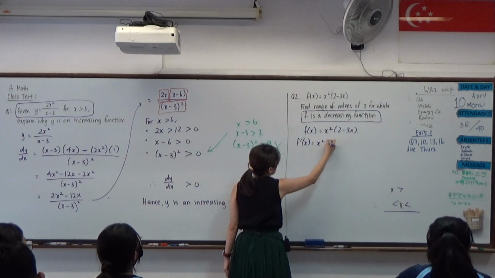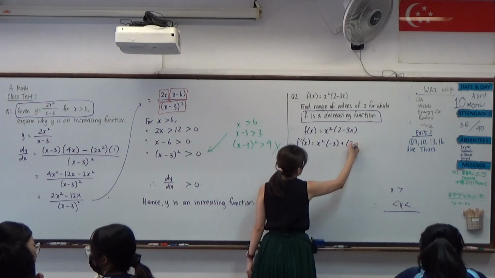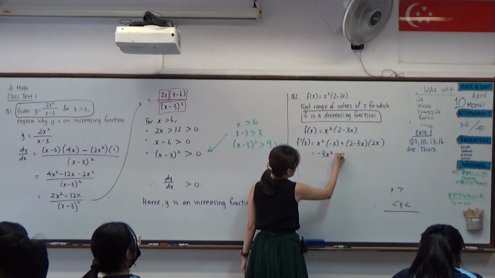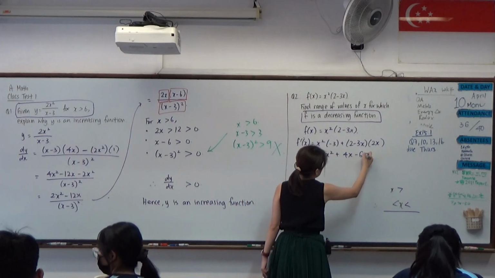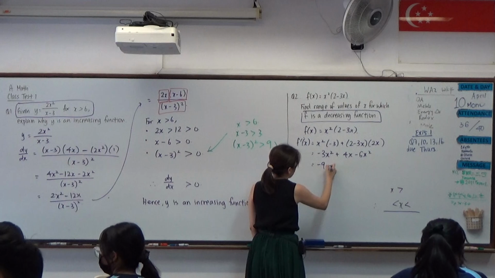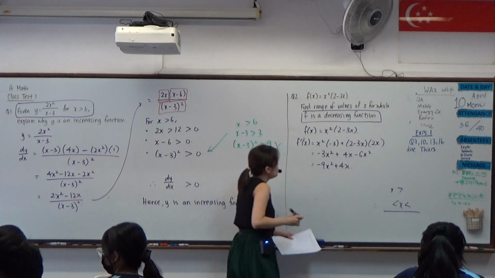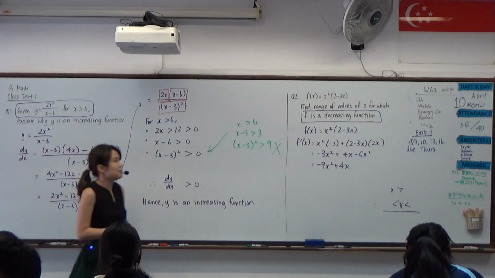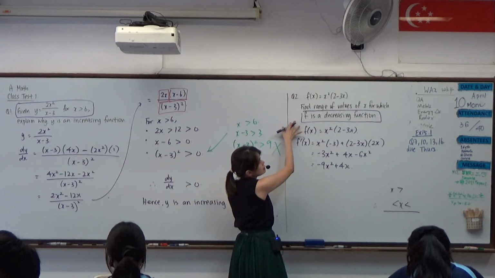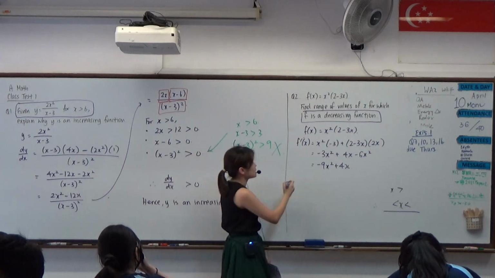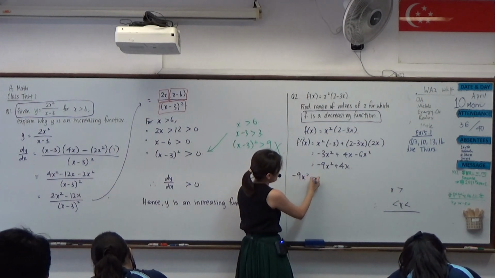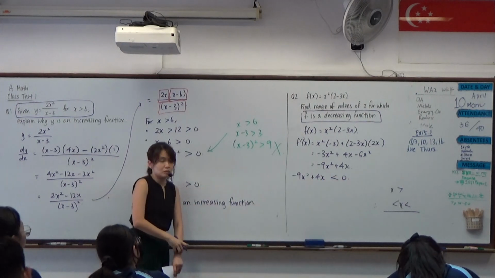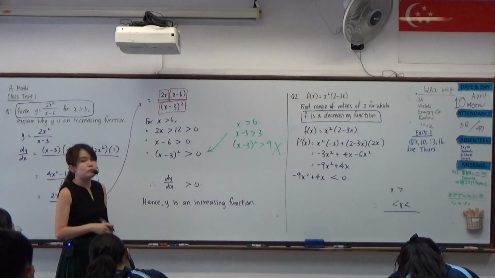Either way, you will get this. We get negative 9x squared plus 4x for the first derivative. Then because the question says that it is a decreasing function, that means that your first derivative must be less than 0. Okay? Then what do we do next?